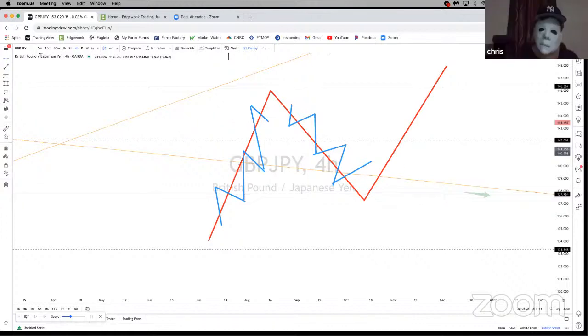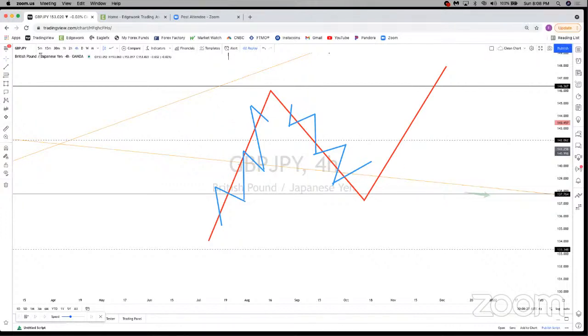Minor is the blue. Minor is what's happening inside of the major. So minor structure is just the pullbacks off of the major overall move. Minor structures are the trends inside of the overall trend. So even though it's bullish overall, you can't just hop in right here. You have to wait through all this drawdown.